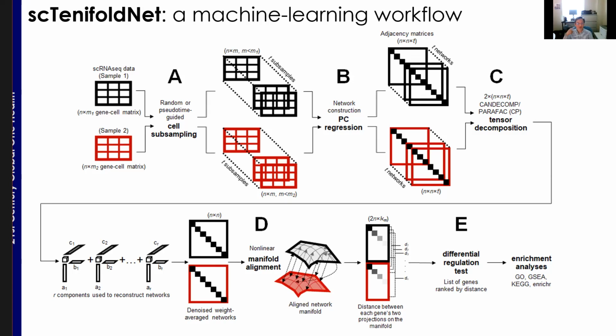That's an overview of how this machine learning pipeline is built. So there are two samples of single cell RNA-seq data, and then we do cell subsampling, and then construct a network for each subsampled dataset. And then we do so-called tensor decomposition to denoise the tensor structure, and do this nonlinear manifold alignment to compare these two networks and to find the so-called differentially expressed genes in the two networks.